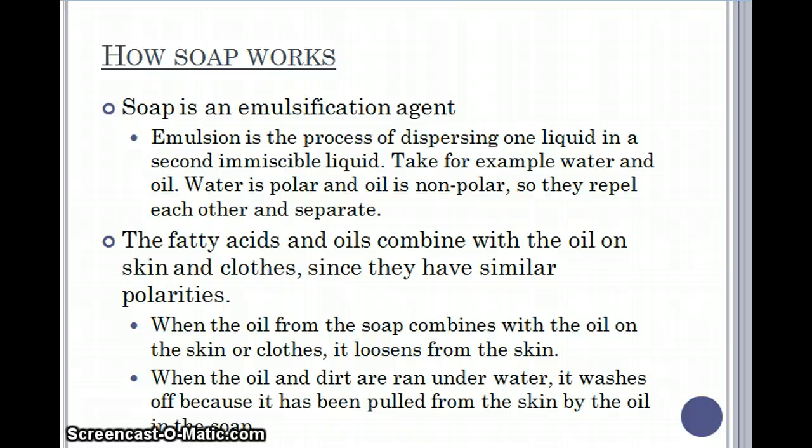Soap is an emulsification agent, which means that it is a process of dispersing one liquid into a second immiscible liquid. Immiscible means that they can't combine with each other. For example, water and oil. Water is polar and oil is nonpolar, so they repel each other and separate. The fatty acids and oils combine with the oil on the skin and clothes since they have similar polarities. When the oil from the soap combines with the oil on the skin or clothes, it loosens from the skin. When the oil and dirt are run under warm water, it washes off because it has been pulled from the skin and the oil in the soap.